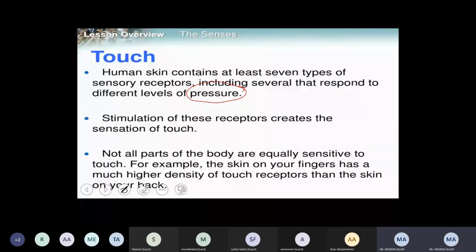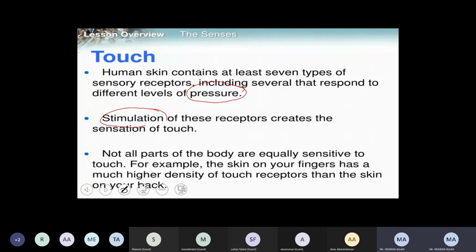Stimulation of these receptors creates a sensation of touch. How is a receptor going to be stimulated? Stimulation is when any receptor receives a message. When any receptor receives a signal, it is called stimulation. So stimulation of these receptors creates the sensation of touch.